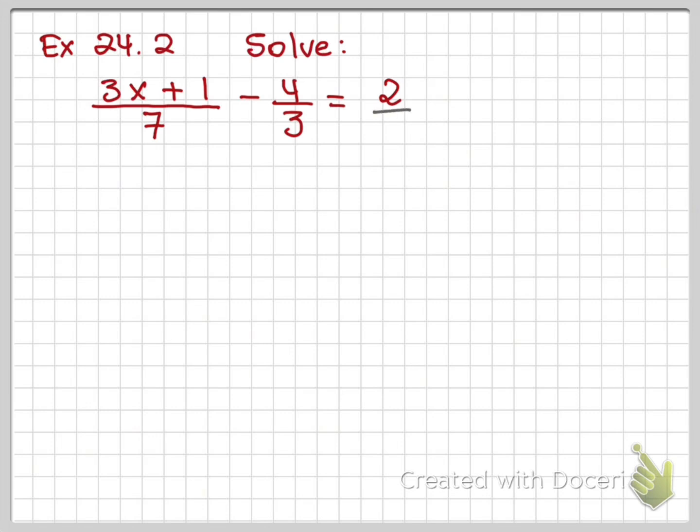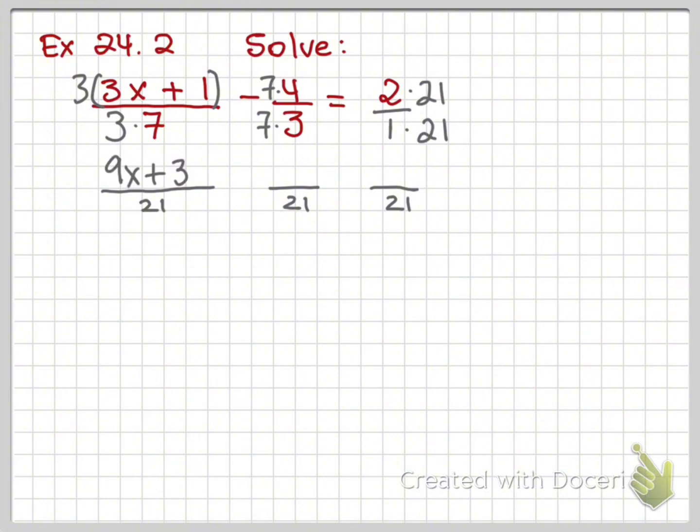In this example, we have a denominator 1, and the common denominator that we want is 21 because it's the least common multiple for 3, 7, and 1. So we have to multiply the 7 times 3, and if we do that, we also have to multiply on the top. Then we have to multiply the 3 times 7, and if we do it on the bottom, we do it on the top. And then we have to multiply times 21. We're going to have 9x plus 3 minus 28 equals 42.